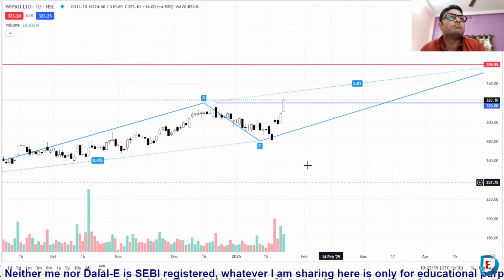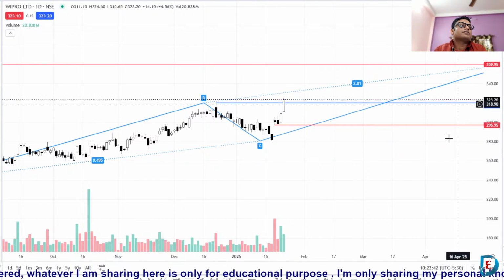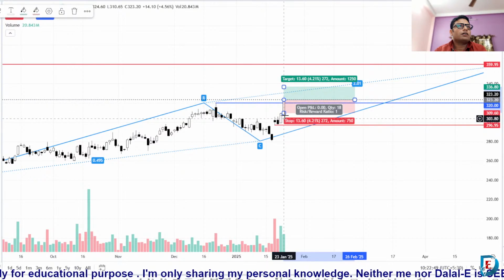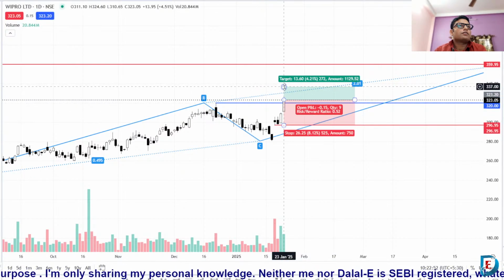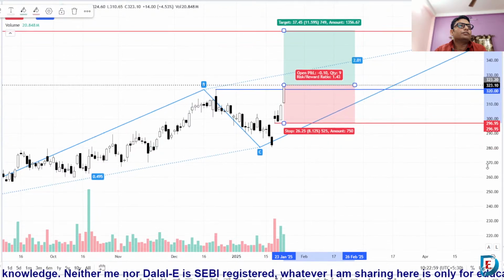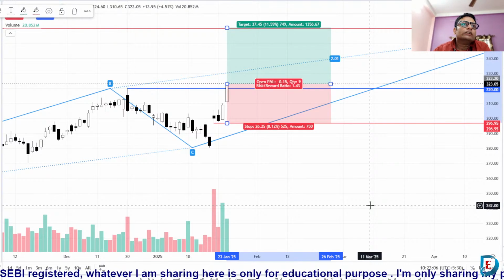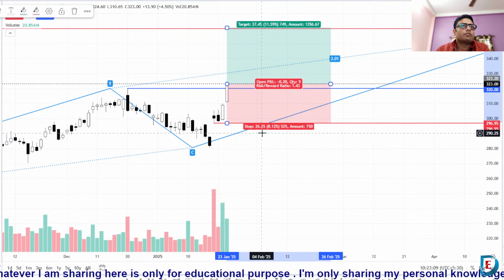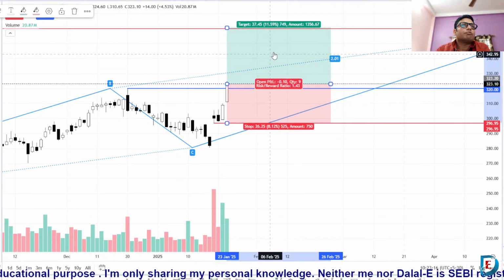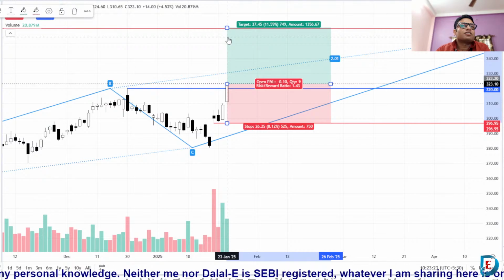You can take your stop loss here, 296, for the target of 360. So if you enter here, your stop loss is this, target is this. Now check the risk to reward ratio. It's 1.43, not very bad. You have the risk of rupees 26 and the reward will be rupees 37. But I'm not asking you to make this trade, I'm just sharing my personal view.